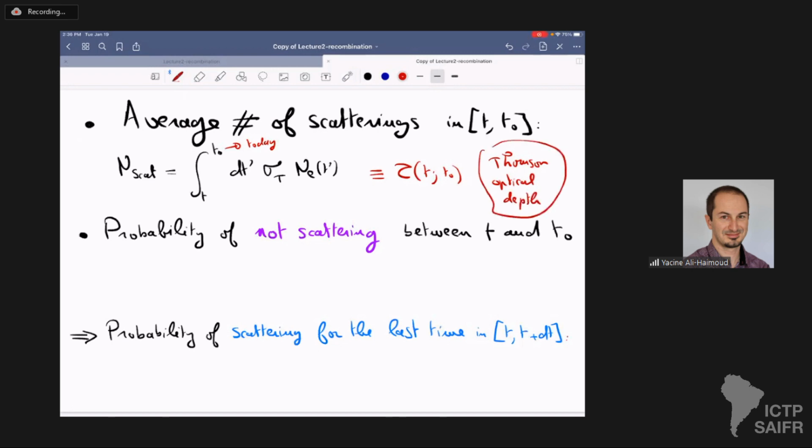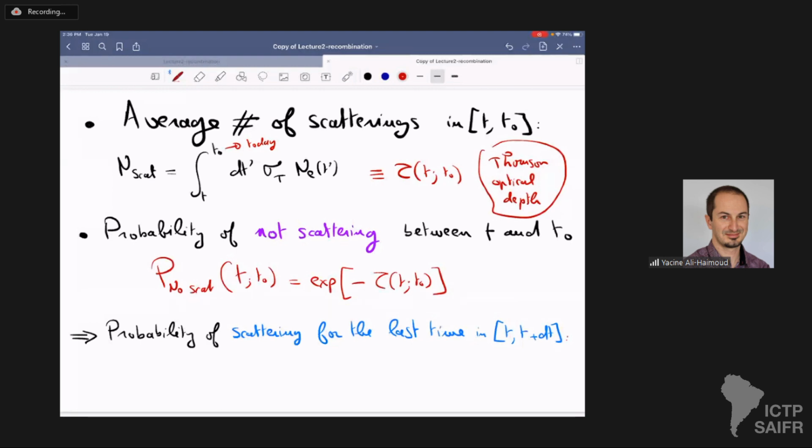Okay, given this Thomson optical depth, we can compute the probability that a photon will no longer scatter ever after time t. This probability of no scattering between t and t_0 is the exponential of minus the mean number of scatterings, i.e. minus the optical depth. And you are asked to explicitly prove this in the homework.